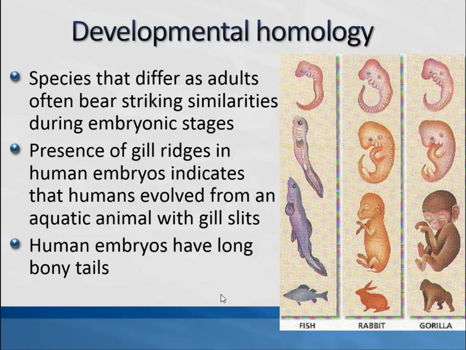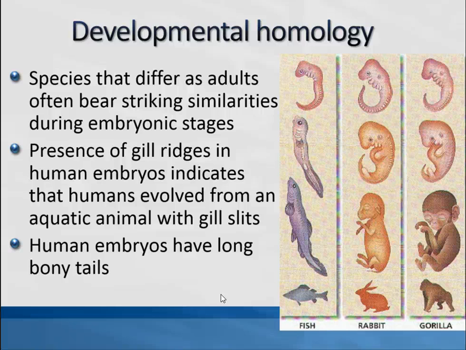this homology through development. And so species that differ as adults can often be very similar during embryonic stages, okay? And so the presence of these gill ridges in humans indicate that we evolved from aquatic animals with gill slits, and that's true because all of the land animals evolved from fish, right? Humans have long, bony tails. We evolved from mammals that had tails, right? And so there are these similarities.